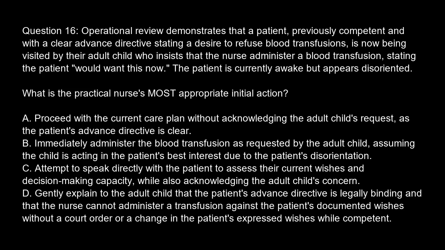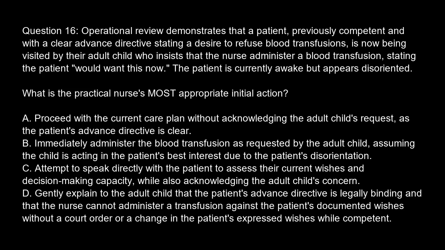Option A. Proceed with the current care plan without acknowledging the adult child's request, as the patient's advance directive is clear. Option B. Immediately administer the blood transfusion as requested by the adult child, assuming the child is acting in the patient's best interest due to the patient's disorientation.